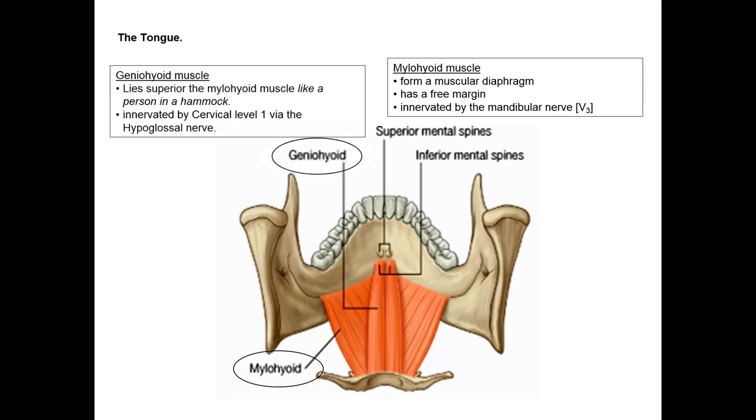It's like a hammock. And sitting on top of that is the geniohyoid, and it looks like a person lying in a hammock. It's innervated by a cervical branch that hitchhikes along the hypoglossal nerve. Just think of me lying in a hammock when you think of this arrangement. And if I ever get my way, I think I'm going to change its name to gemiohyoid.